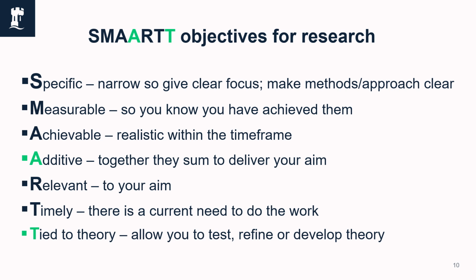They need to be additive, and this is my extra A in green. And what I mean by this is they need to sum up such that once you've achieved them, they all connect to your aim. This is trying to be clear about this idea that once you've achieved them, then indeed you've been able to address the overall aim in its totality. And so there shouldn't be anything missing.